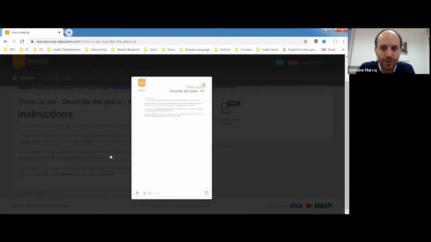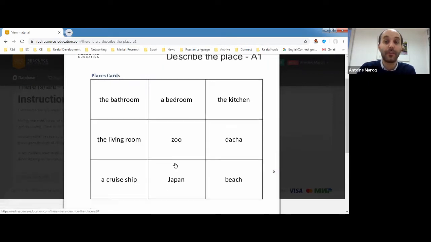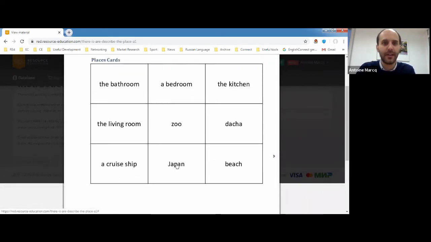Let me show you the places they need to describe. There you go. So it's basically a guessing game, right? If I'm student A, I'll start describing, for example, a bathroom by saying there's sometimes a bathtub there. There's always a shower. There's a sink. There's definitely one mirror.